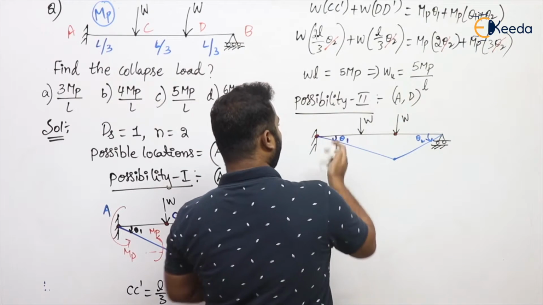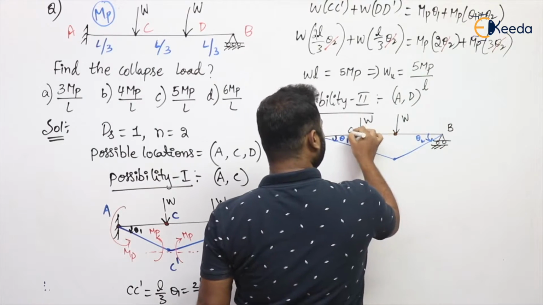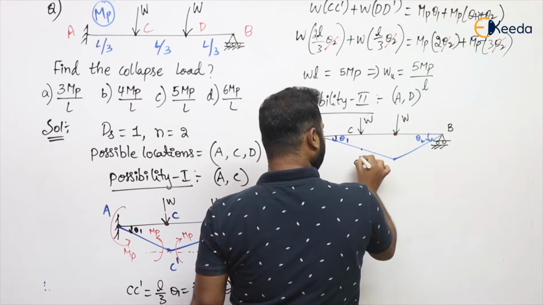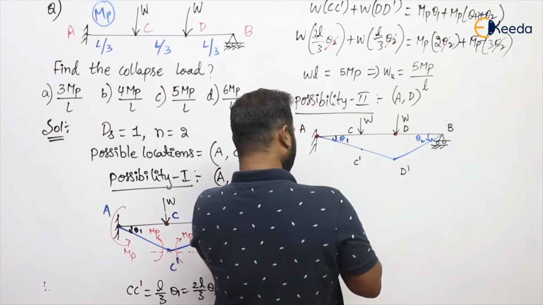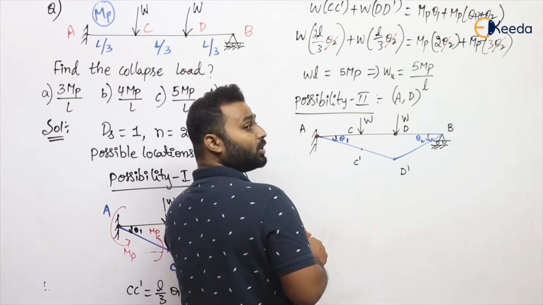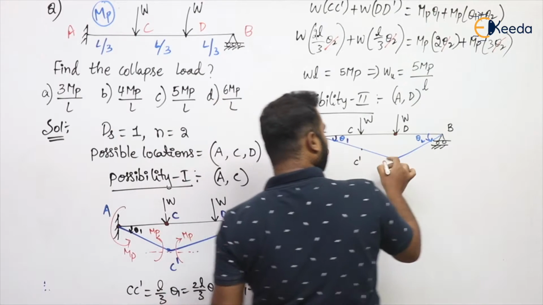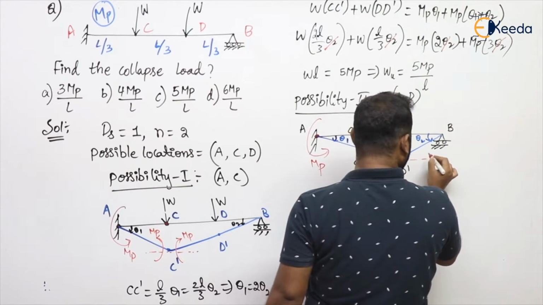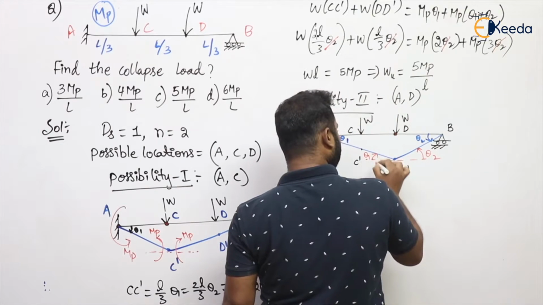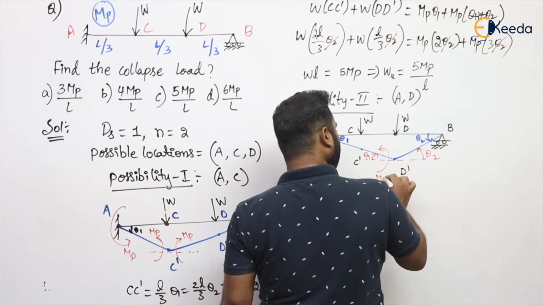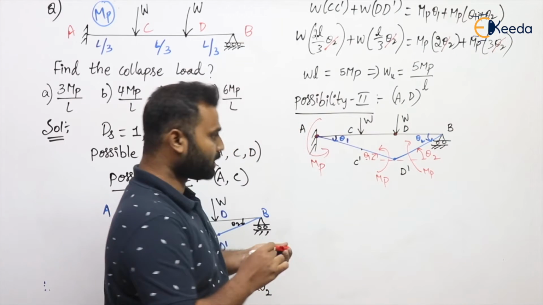This is A, and this is B. This is C, so this will be C dash. This is D, and this will be D dash. Now wherever a plastic hinge is forming at that location, plastic moment will develop. Now this is MP. This is theta 2 and this is theta 1, right? Here it is MP and here it is MP. So again, external work is equal to internal work.